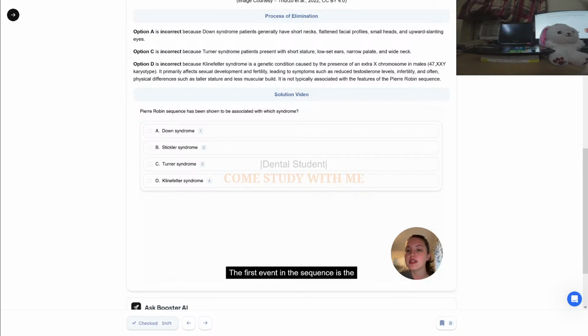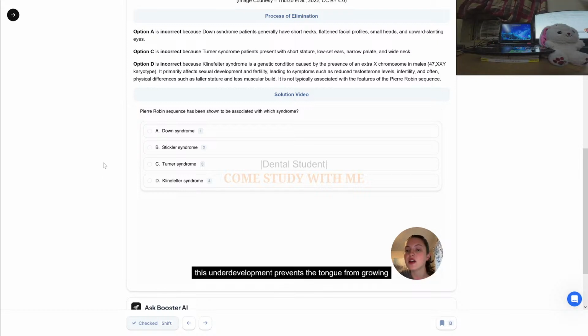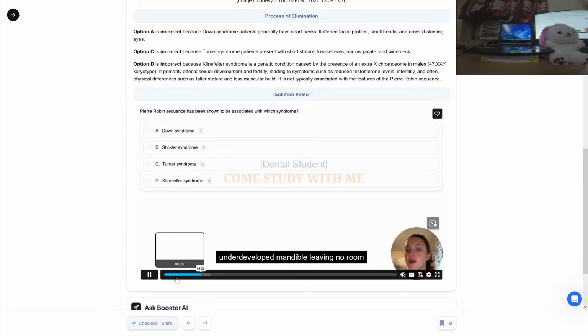The first event in the sequence is the underdevelopment of the mandible as the fetus develops. This underdevelopment prevents the tongue from growing and developing in the correct location, forcing it to be pushed up and back into the upper airway. Because of this displaced location of the tongue, the palate is blocked and unable to obtain full closure, resulting in a cleft palate. And this is that triad of components associated with this sequence or syndrome. Underdeveloped mandible, leaving no room.